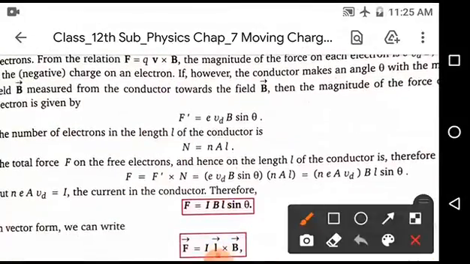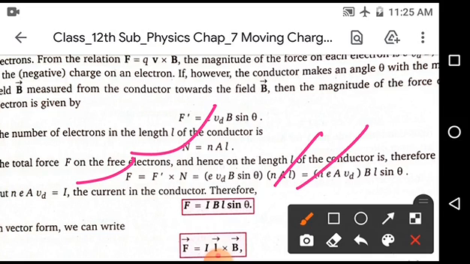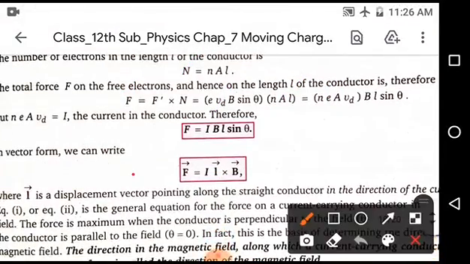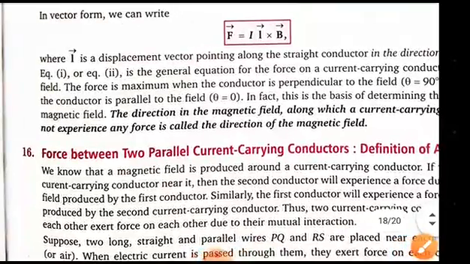And if capital N is the total number of electrons, then we can write capital N equals small n, A is the area of cross section and L is the length of the wire, that means total volume. So here the total or net force F will be equal to F dash into capital N. Now it will finally be n e A vd B into L into sin theta. So we can write F equals I B L sin theta, where sin theta is generally used for the cross product. So in the case of vectors, we can write F equals I L cross B. So this is the required formula for a current carrying conductor which is placed in the magnetic field.